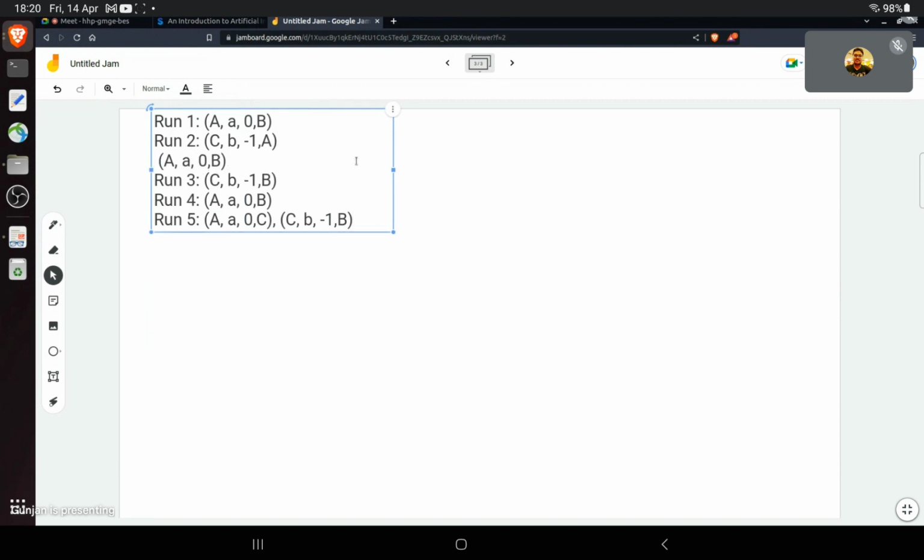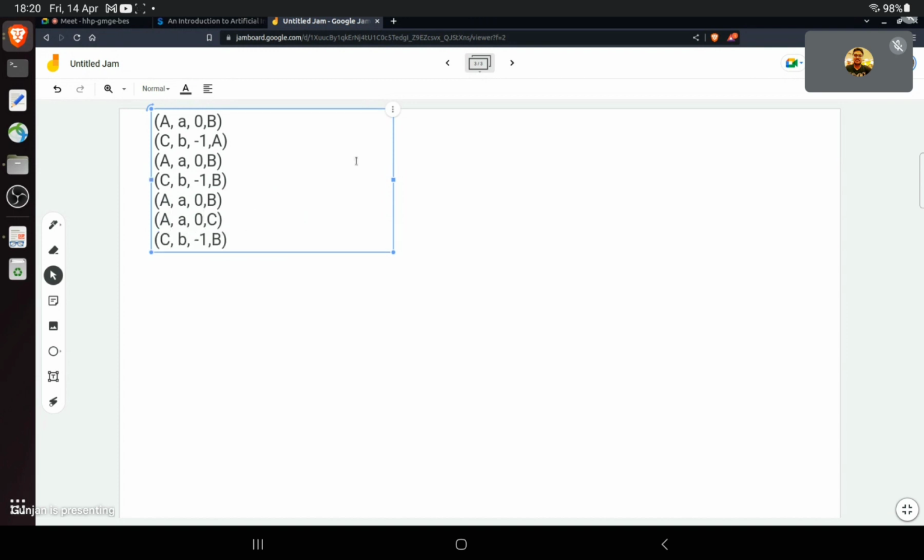These are now fed sequentially, so there is no concept of run. This is the first sample that you get. This is the second sample that you get. This is the third sample that you get. This is the fourth sample that you get. This is the fifth sample that you get, and this one, and this one.